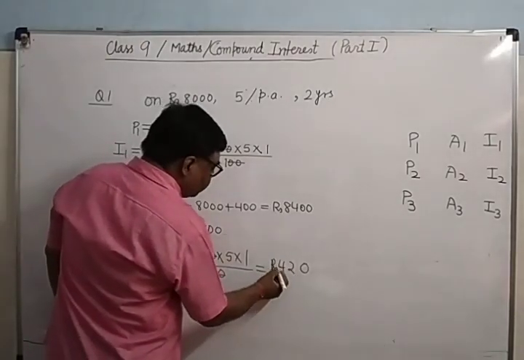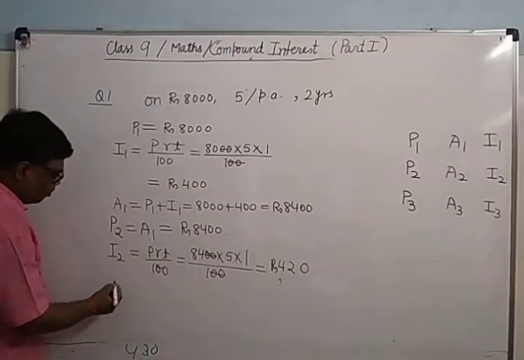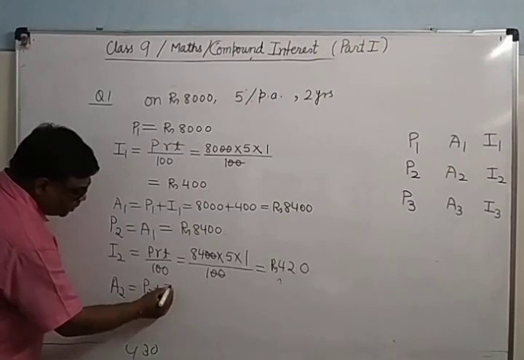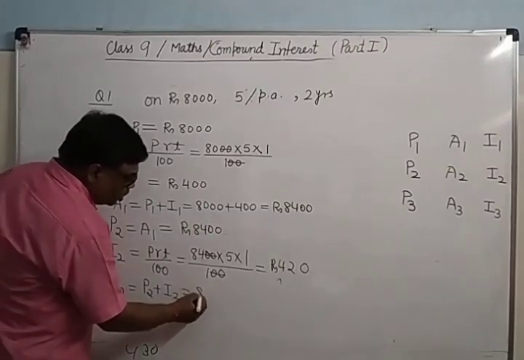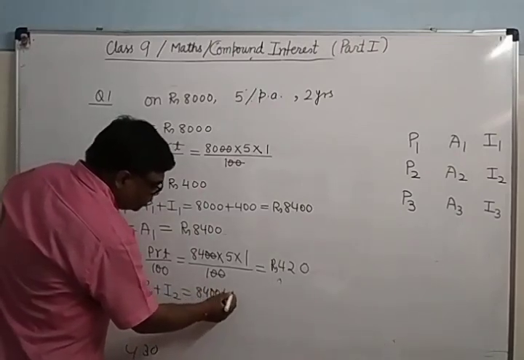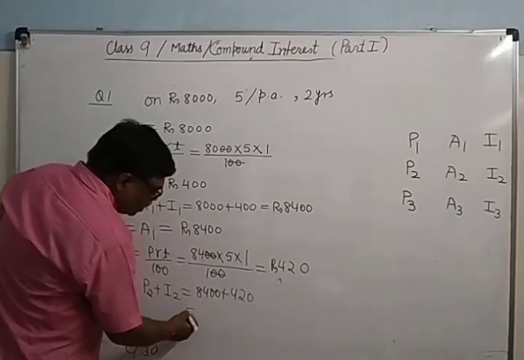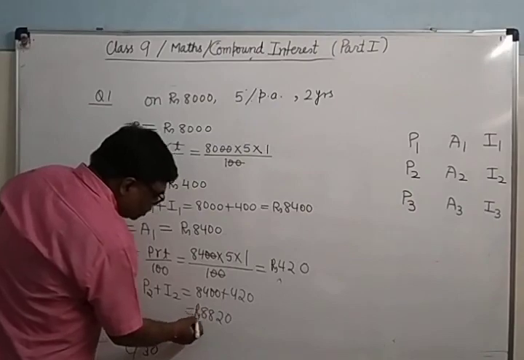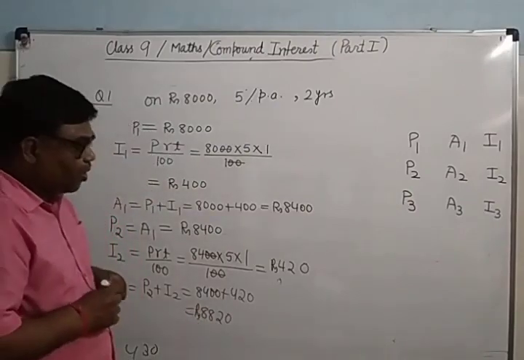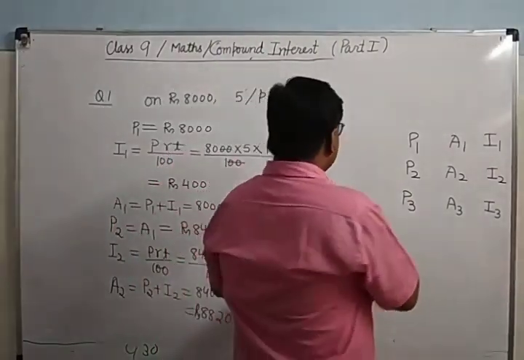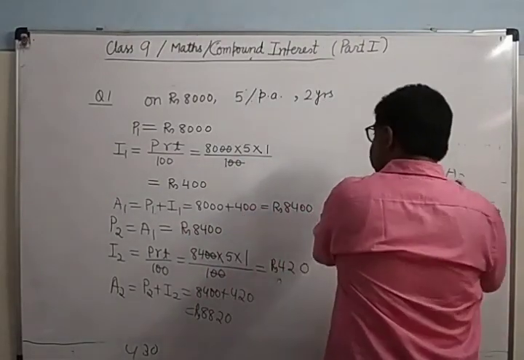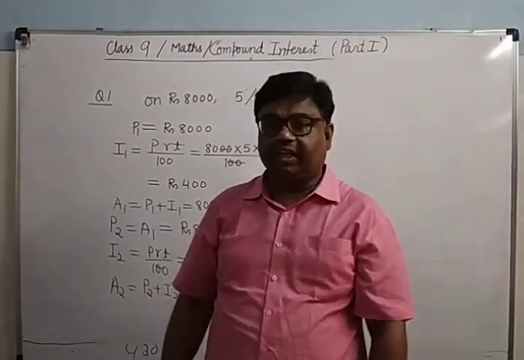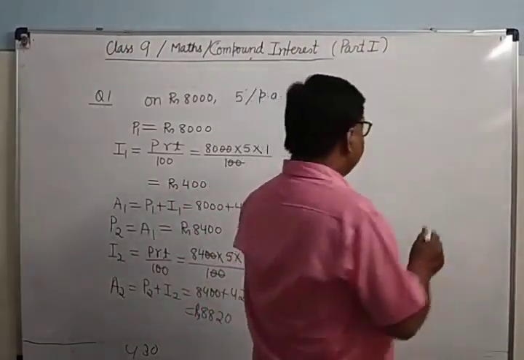This is rupees 420. So what will be the A2? It will be P2 plus I2. So 8,400 plus 420 equals 8,820. It's clear? This is the amount at the end of the second year. In the question it is asked to calculate the amount and CI after second year. So the amount you have calculated, you write here.